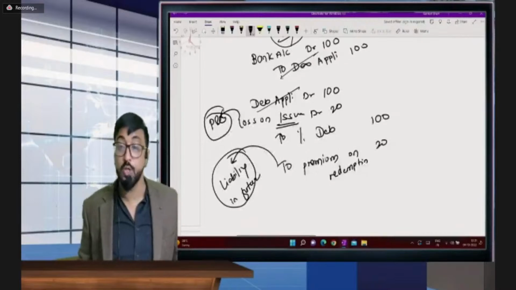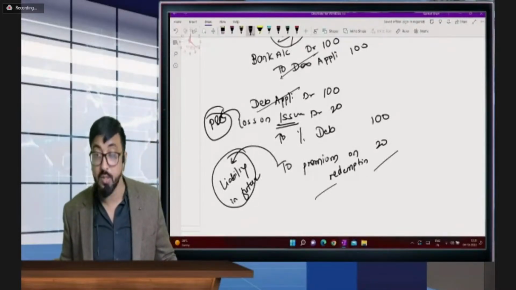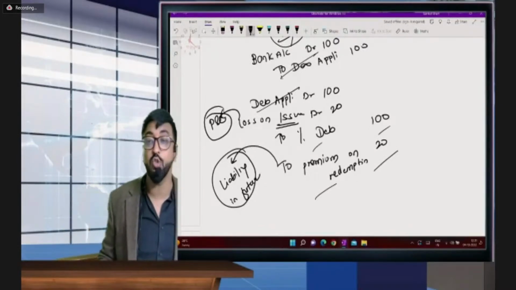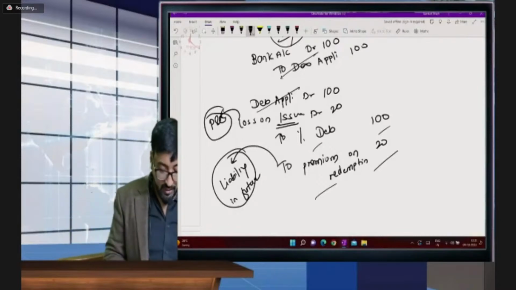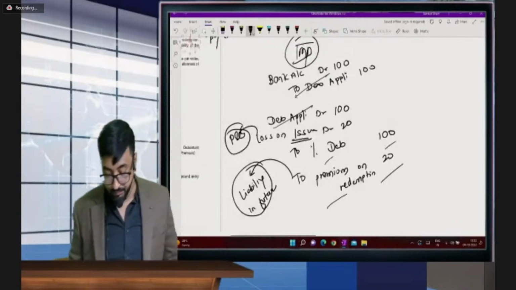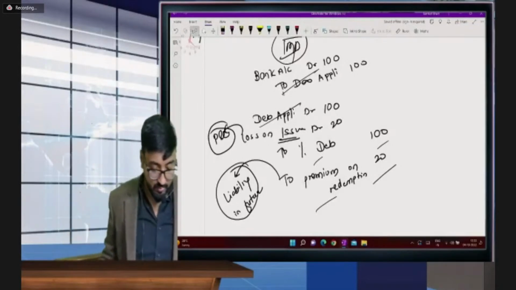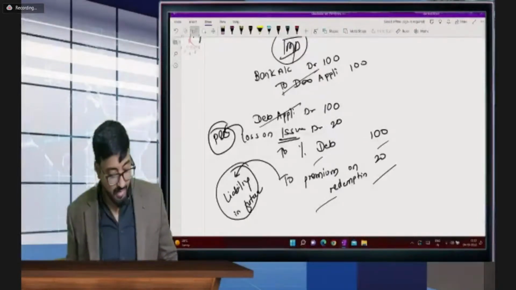Then in future you are going to pay 20 rupees extra, so premium on redemption is 20. Percentage debentures are always recorded at face value, and loss on issue of debentures is debited to the P&L account. And premium on redemption is a liability. Did you get this or not? Tell me. Got it? There is a little difficulty, but you will understand. It's very easy once you understand the logic. Yes or no?